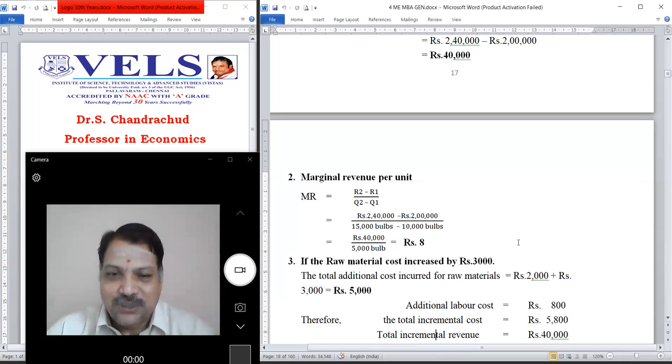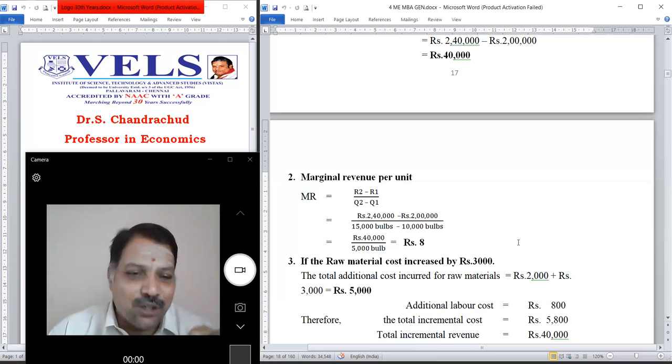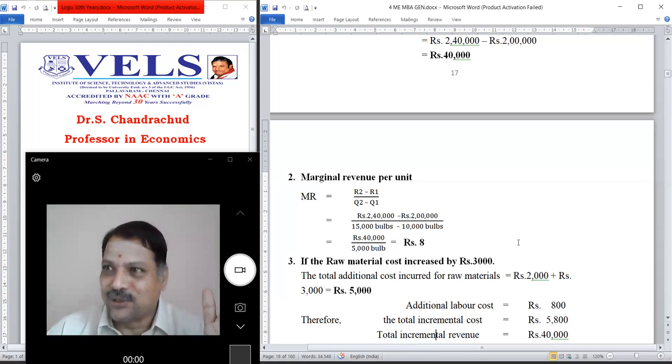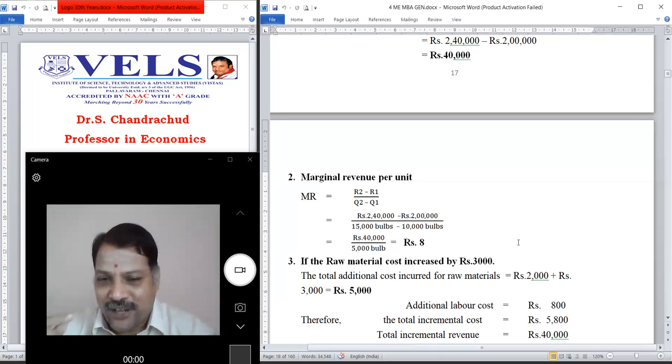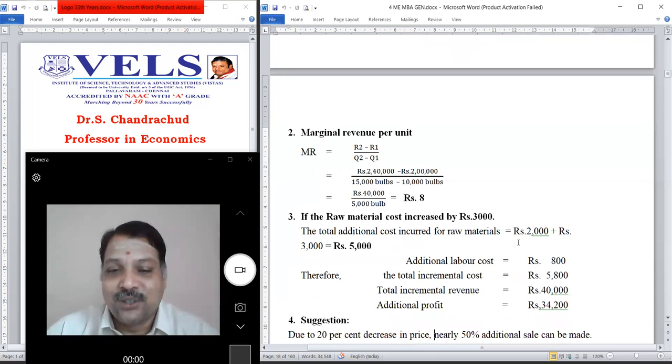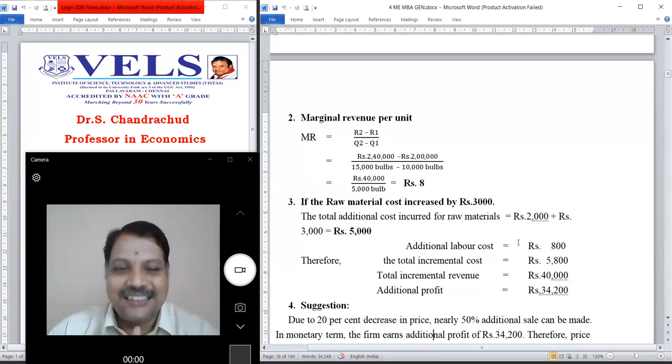Then coming to the third question, suppose the raw material cost is increased from 2,000 to 3,000, what will happen? The total additional cost incurred by the firm is 2,000 plus 3,000, which is equal to 5,000 rupees. So already it is 2,000 rupees there. Suppose an additional cost of 3,000 is there, then it is 5,000. What is the additional cost of labor? Already it is mentioned, it is 800. So what is the total incremental cost? 5,000 plus 800 is 5,800. Total incremental revenue we have already calculated, it is 40,000. So the additional profit earned is 40,000 minus 5,800, which is 34,200. That will be the additional profit we can earn because of this price reduction.